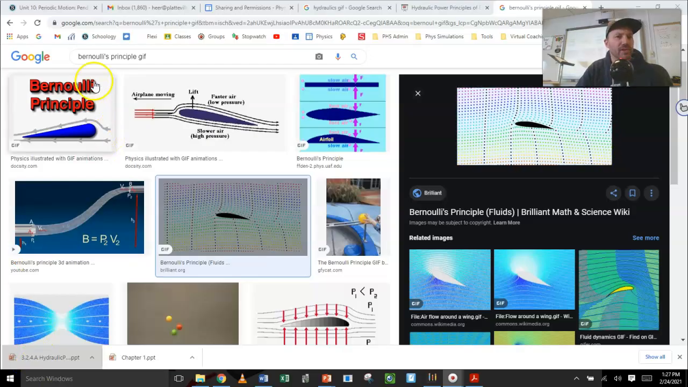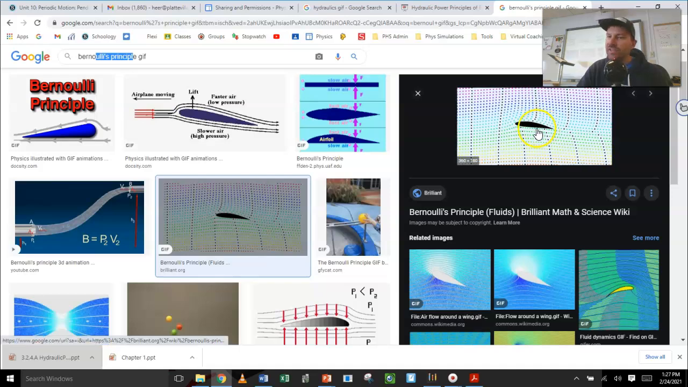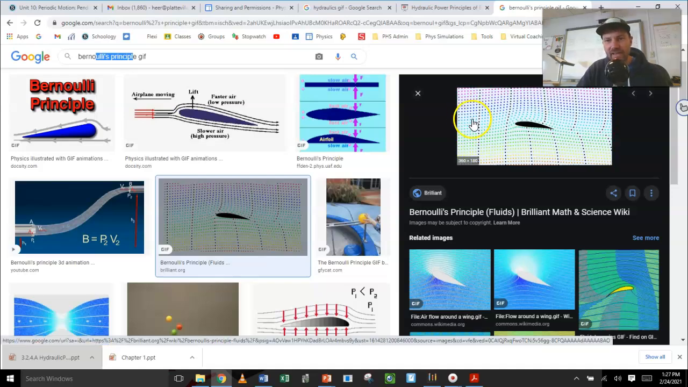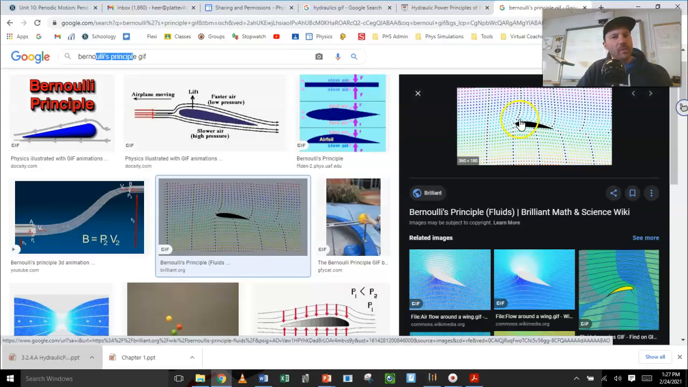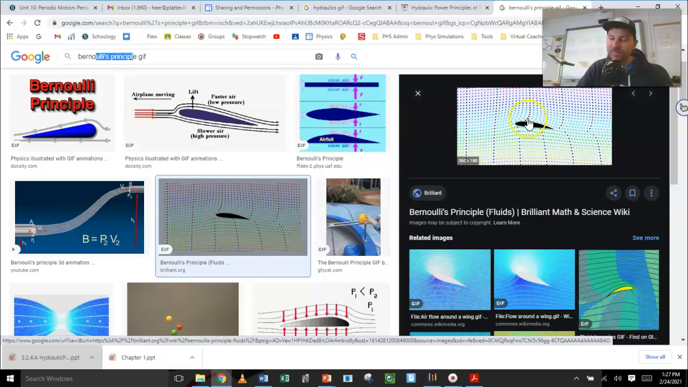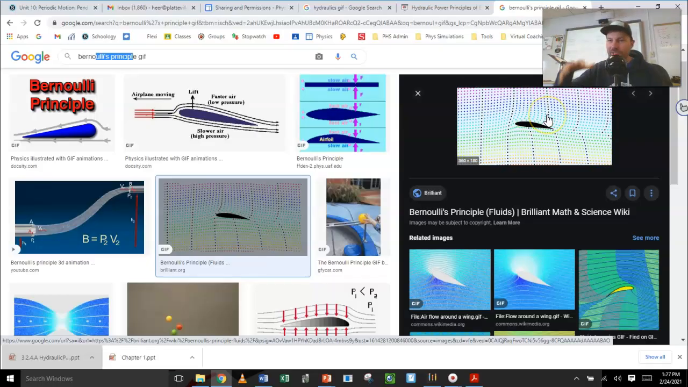Here I'm over at Google and I just typed in Bernoulli principle GIF, and here's a cross section of a wing. You can see the air is moving at the same speed, the green and the blue above it, but when it hits that wing, the wing splits it and the air has to move faster over the top, which makes a low pressure. With high pressure down below and low pressure up above, that's what we call lift.